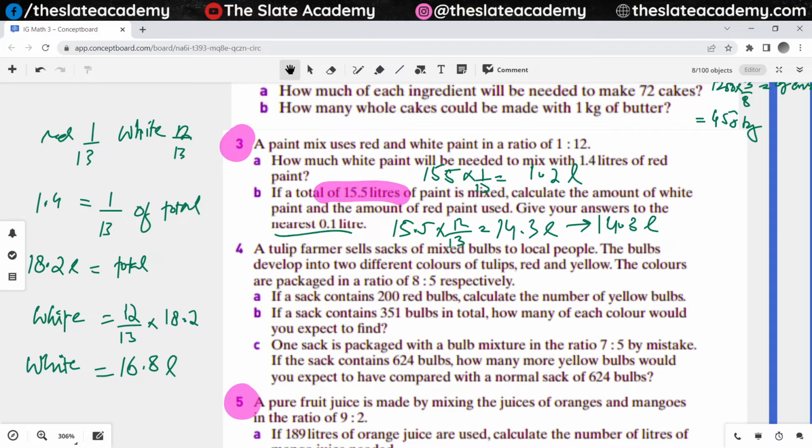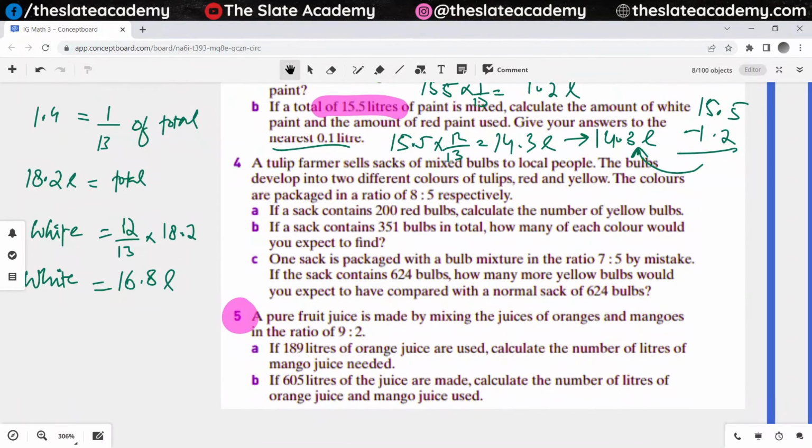Okay, so you can do that using subtraction. For example, you can say 15.5 minus 1.2. This would also give you this answer, or if you want to do the ratio, you can do that using the ratio as well. So hopefully all three of you have understood this. If you could quickly now move to question number 5.